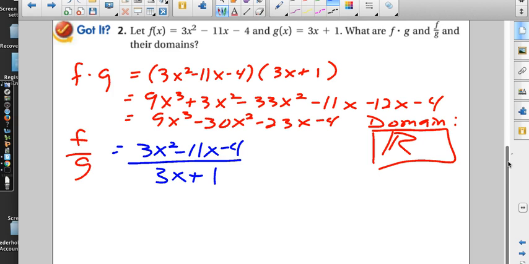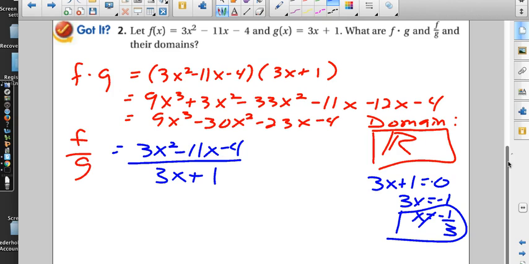That first step is when you should stop and say, okay, if 3x plus 1 equals 0, I've got a problem. So 3x plus 1 equals 0, I'd have to subtract 1 and divide by 3. x can't be negative 1/3. Now that might not be the only one. There might be something else that shows up as we go through this.